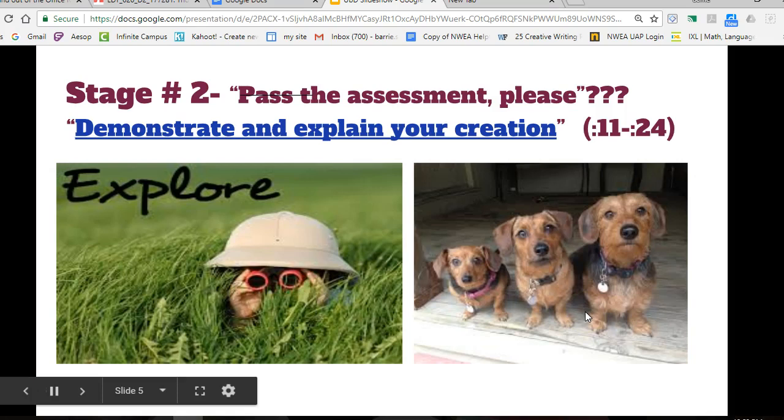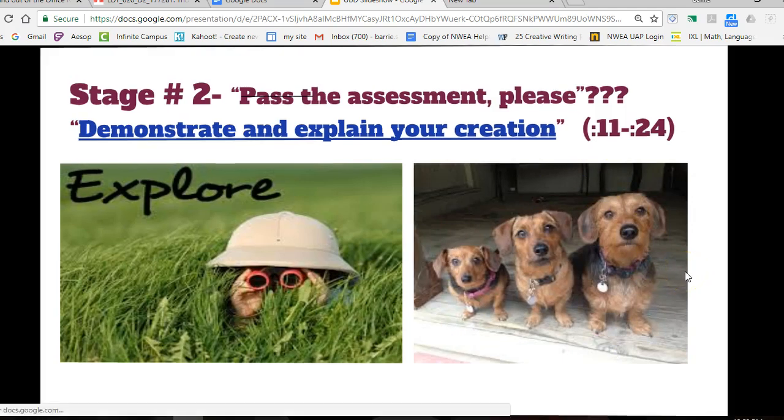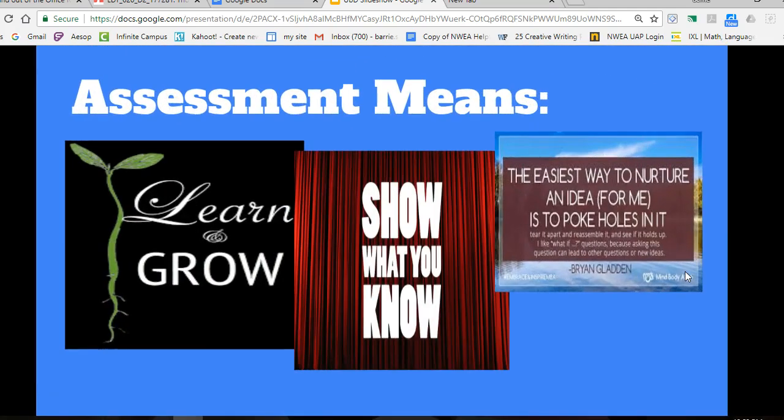Stage 2 is no longer called Pass the Assessment Please, where it's just a hard copy assessment, but one where students learn to demonstrate and explain their creations. They will work as individuals with another partner and then in small groups to assess each other, themselves, explore, and learn.